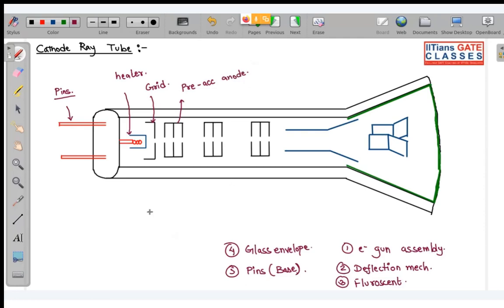Tell me one thing. This is your screen. Physics, even I forgot. Photoelectric effect, let me remember. No, this was not photoelectric.